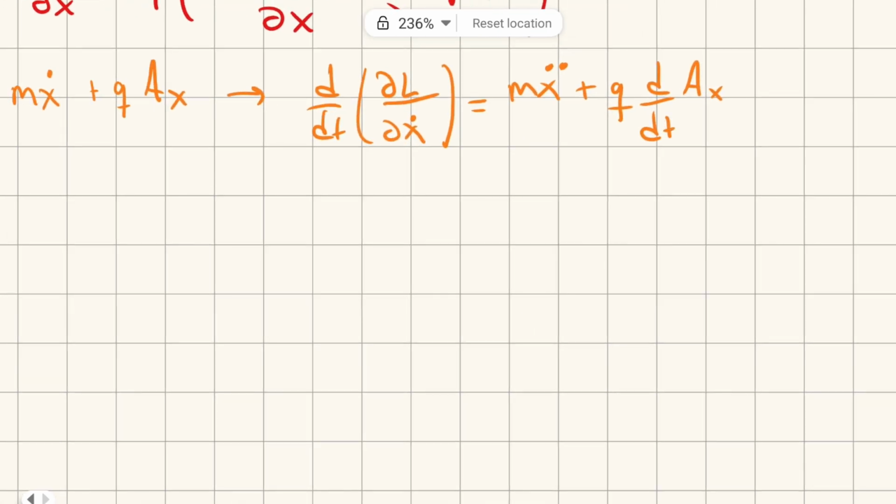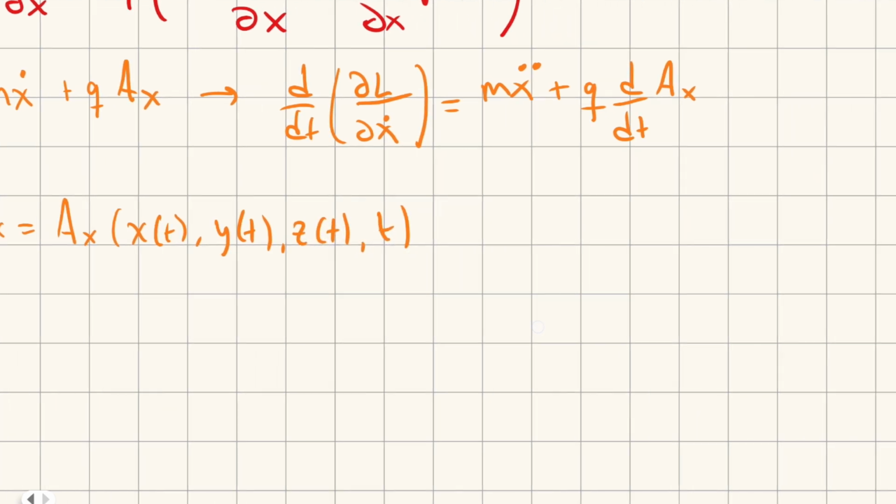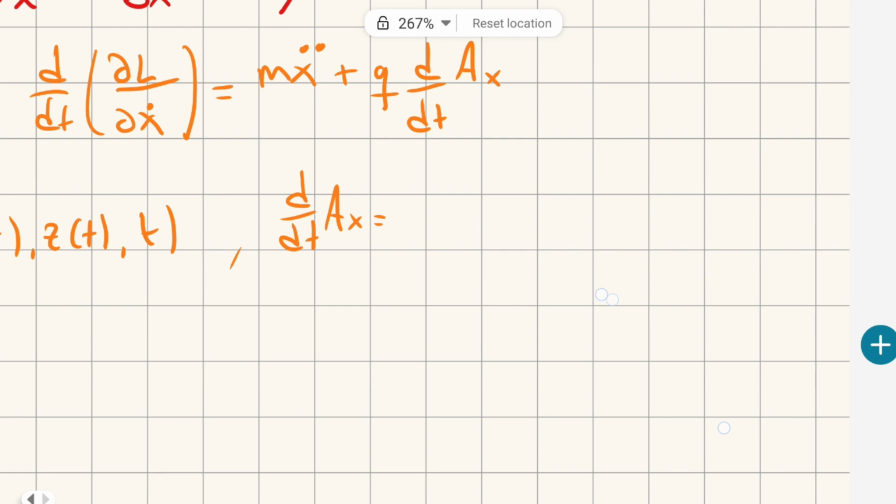Like we mentioned, we know that ax is a function of x, y, z, t. X, y, and z are functions of t. They change in time. So looking that these variables depend on time, we are going to use the chain rule to calculate the derivative with respect to time of ax. This means that the derivative with respect to time of ax is going to be, first of all, the partial of ax with respect to x, and then the derivative of x with respect to time. But we know that is x dot.